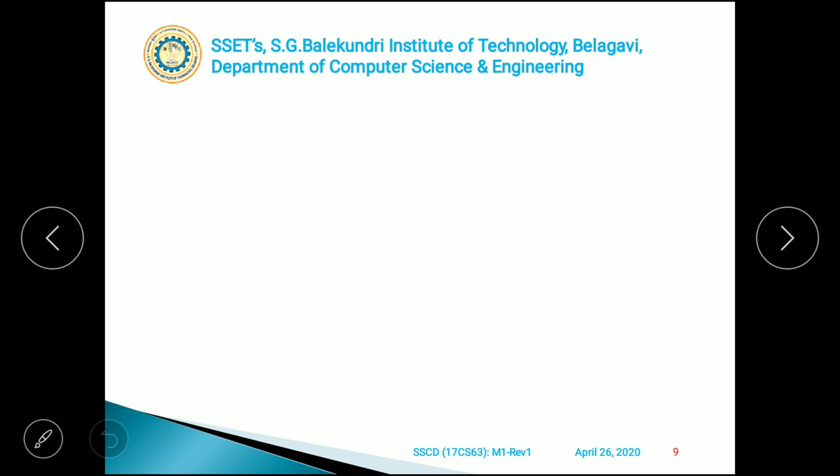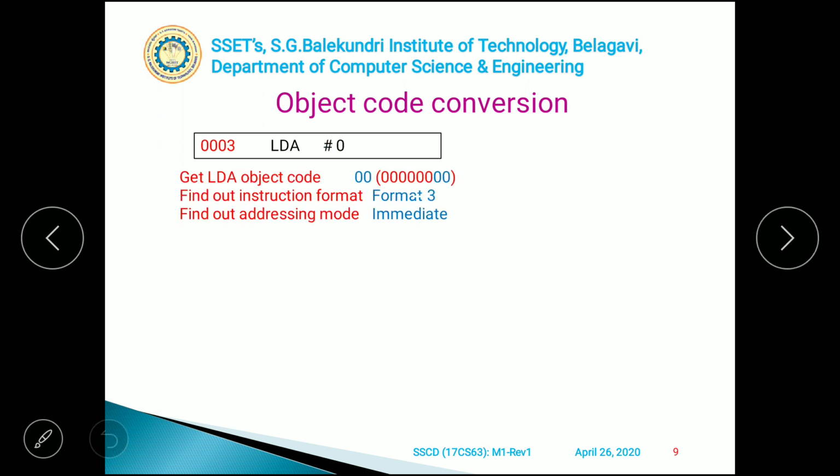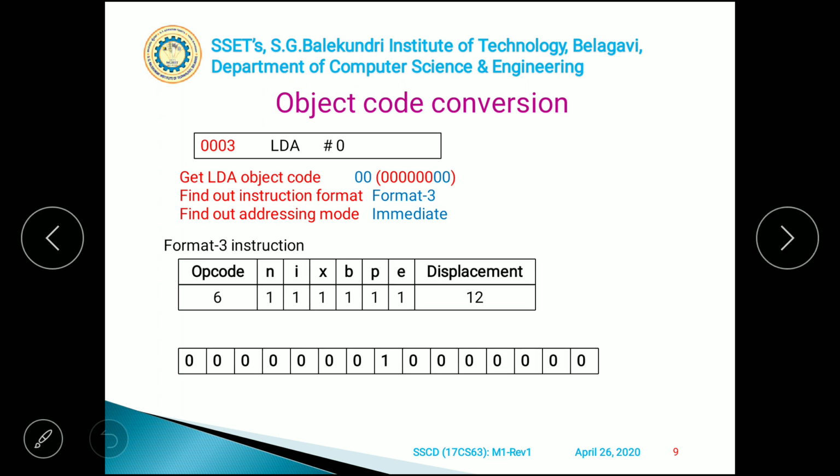Okay, next one you can see, again this is an immediate addressing, because here already hash is there. Once the hash comes, then you should understand that it is an immediate addressing mode, but some exceptions are also there, that again I will see. So here it is LDA, opcode is 00, and it's an immediate. Again use the format 3 instructions. Okay, so now here you can just see all the first 6 bits are going to be opcode, and now since it is an immediate addressing mode, then we are going to set this bit as 1.